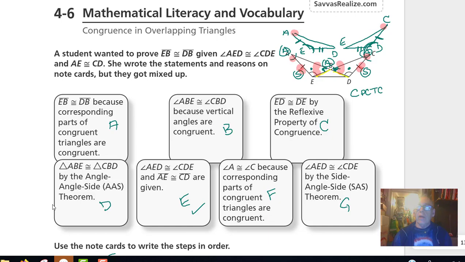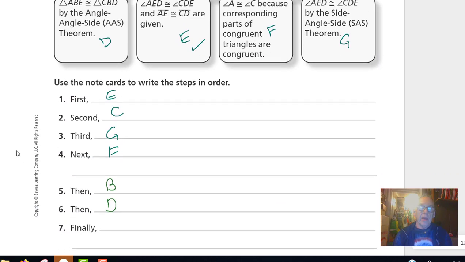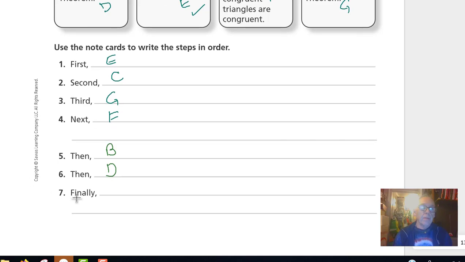Now that we have these two smaller triangles congruent to each other by angle side, EB and DB are congruent to each other because they are the corresponding parts of those two triangles. So that's our last step. EB congruent to DB because corresponding parts of congruent triangles are congruent. That's going to be A. And that's the correct order for the steps in this proof.